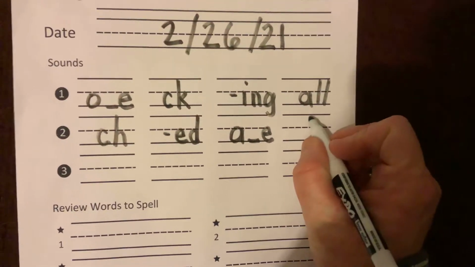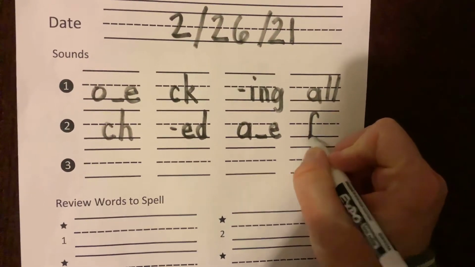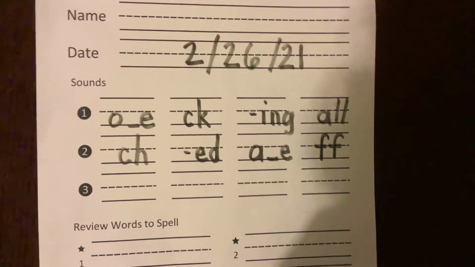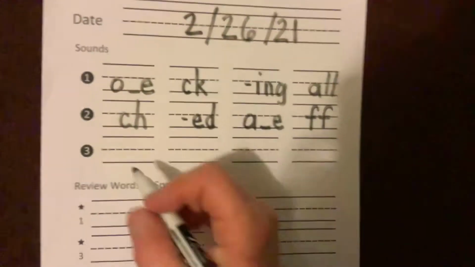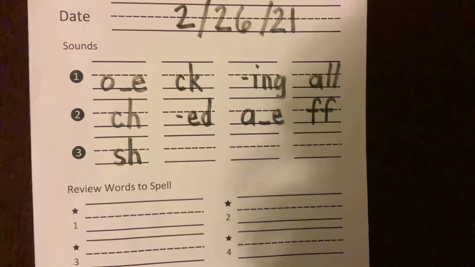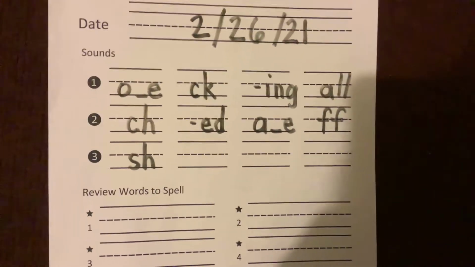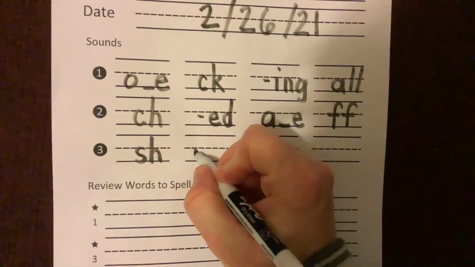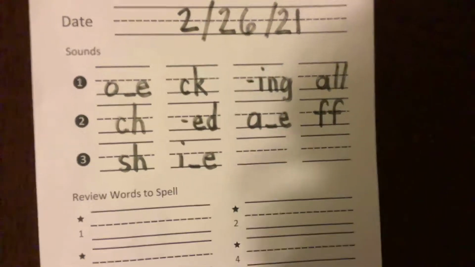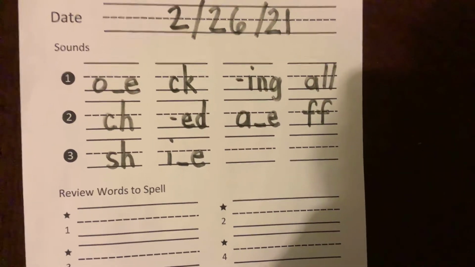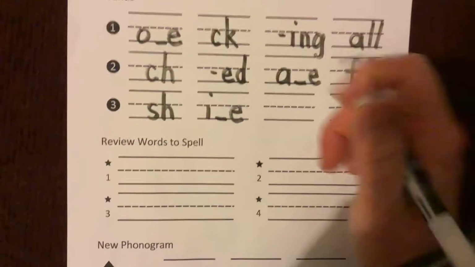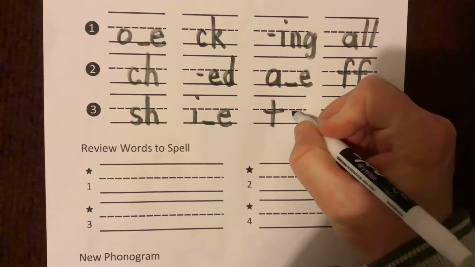Write me the lowercase letters that say F as in off. Remember that F at the end of a one-syllable word, after one short vowel, is spelled FF. Write me the lowercase letters that say sh as in ship. SH. Write me the lowercase letters that say I as in bike. Remember how we get the I? I consonant E. Write me the lowercase letters that say ch as in catch. At the end of a one-syllable word, after one short vowel, ch is spelled TCH.